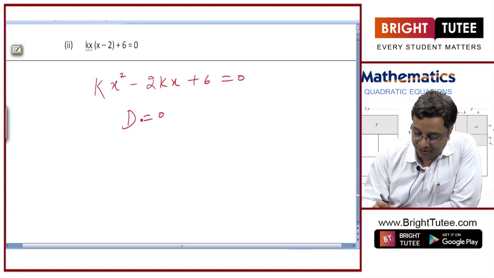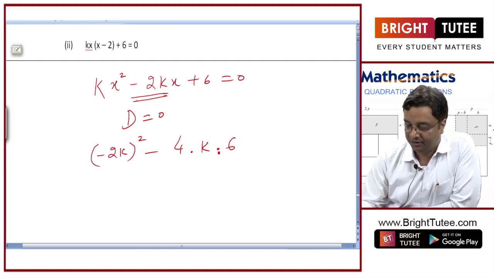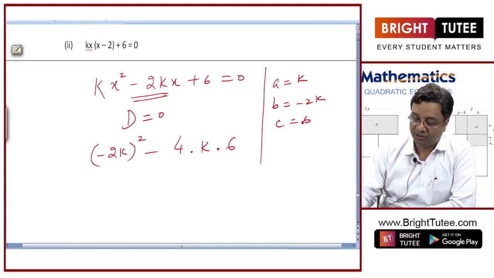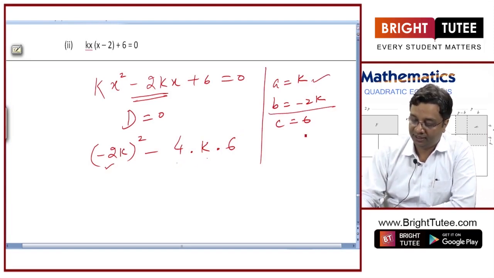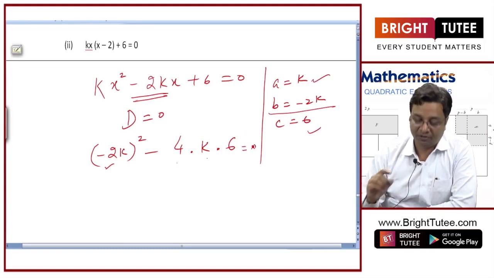Hence b squared minus 4ac: minus 2k, squared, minus 4, a is k, c is 6, right. You should be able to see clearly that a in this question is k, b is nothing but minus 2k, c is equal to 6. So I have put b equal to minus 2k, a equal to k and c equal to 6, and this should be equal to 0 as per the given question.